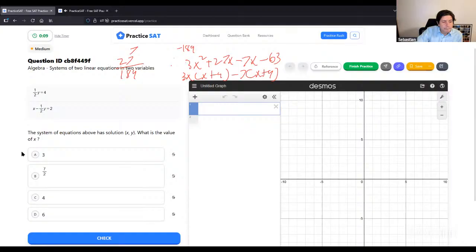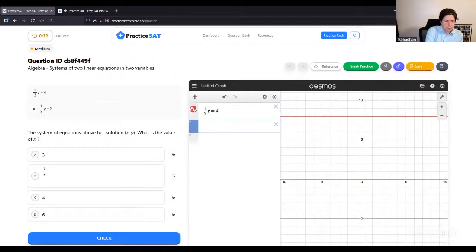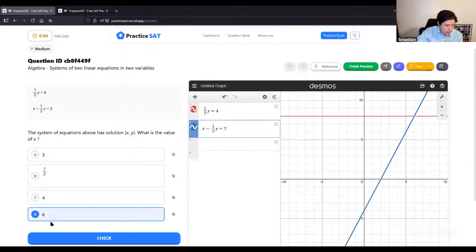All right. The system of equations above has solutions x, y. What is the value of x? Okay, so y equals 8. X is going to equal like 6. But let's check it out. Could also graph, but it should be. And then x minus 1/2 y. 6. Yep, I got it. D.